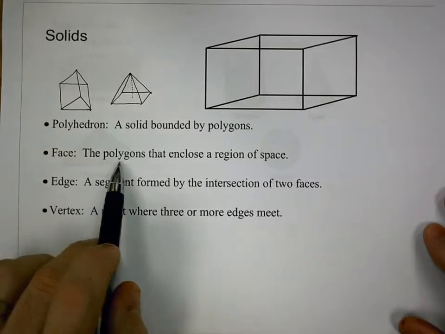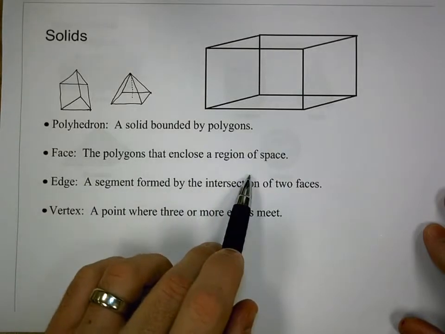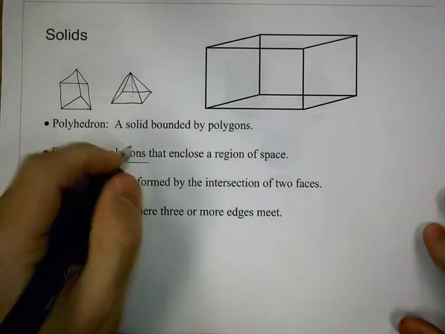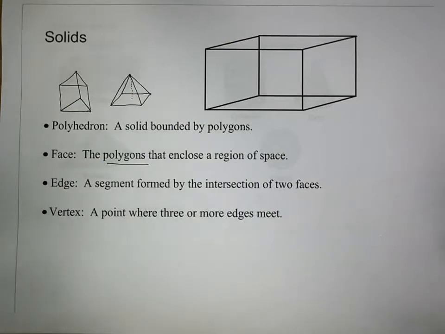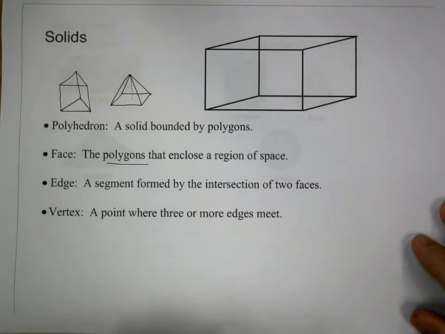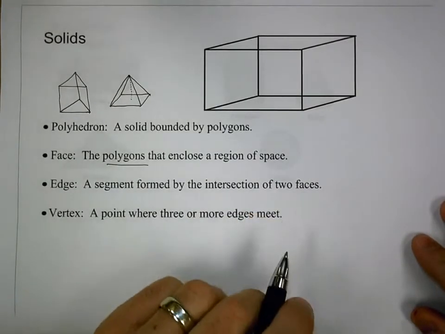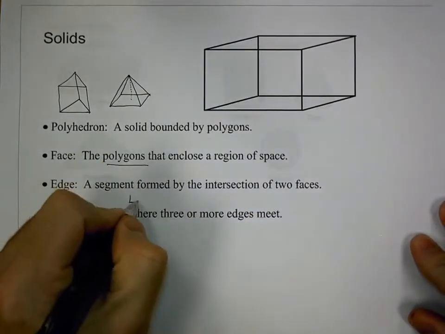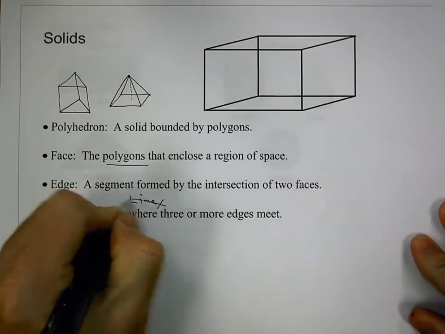So of those polyhedrons, we have some parts. We have the face, and that's the polygons that enclose the region of the space. Those are the polygons, those are the walls, those are the sides, those are the pieces that make the object. We have the edge, which is the segment formed by the intersection of the two faces. Well, we could also think of that as the lines you draw.